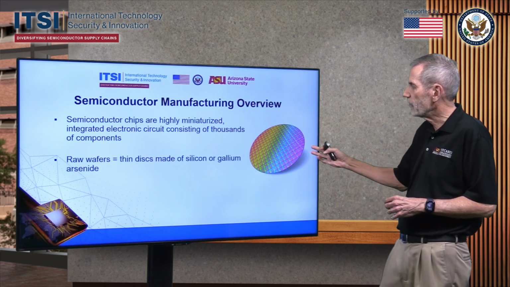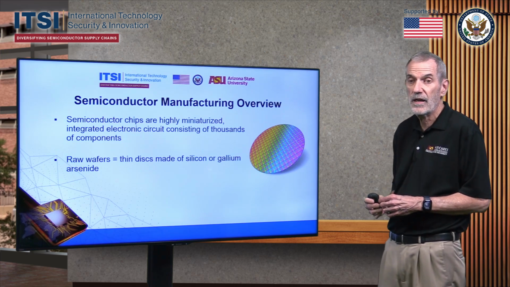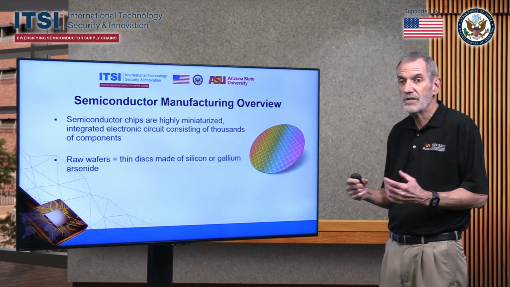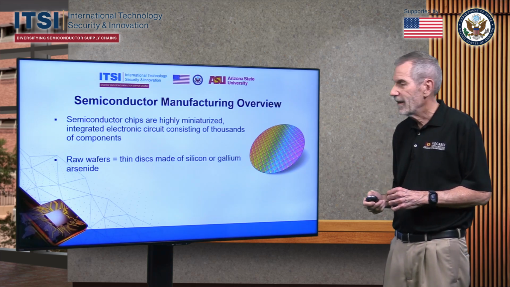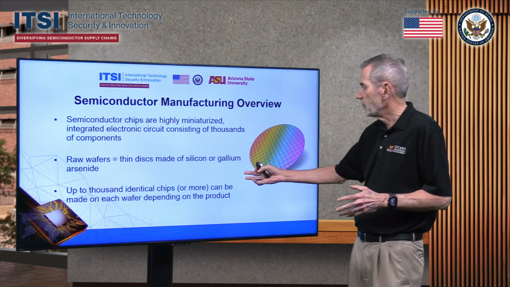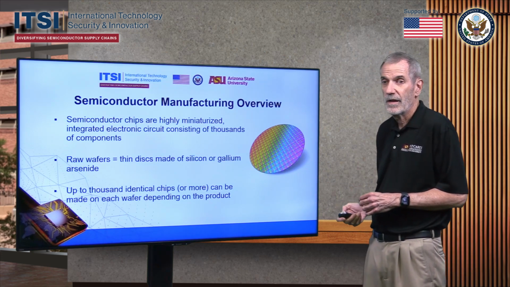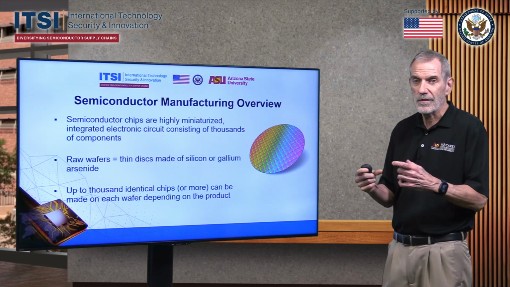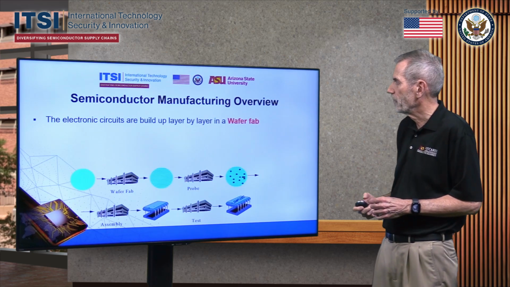So the raw wafers are these thin discs made of silicon or gallium arsenide. They're various sizes. The largest these days are about the size of a medium pizza. And so anyway, there can be up to 1,000, maybe even more than that, chips produced on each wafer, and that depends on the product. Some products have a larger footprint, and so therefore you can't put as many on an individual wafer.